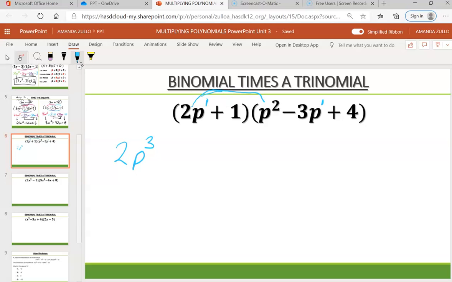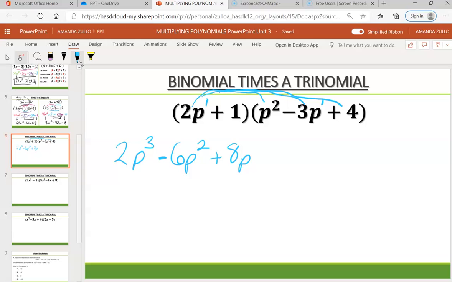Now we're going to go to the second term in it. 2p times negative 3p. Positive times a negative will give you a negative. 2 times 3 is 6. P1 times P1 is P2. Next, we're going to multiply 2p times the third and final term. So we have 2p times 4. 2p is positive and so is 4, so it's positive. 2 times 4 is 8. And you keep your p.